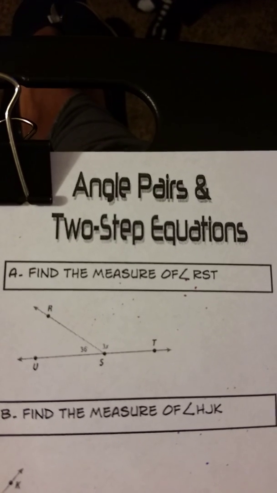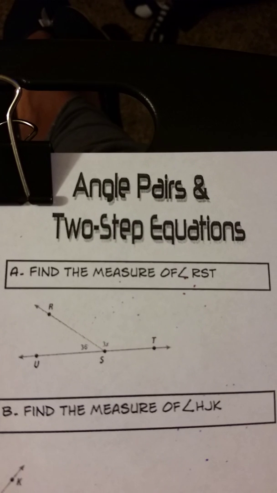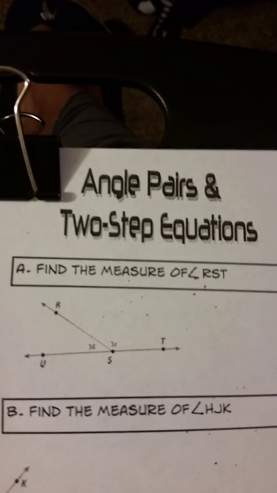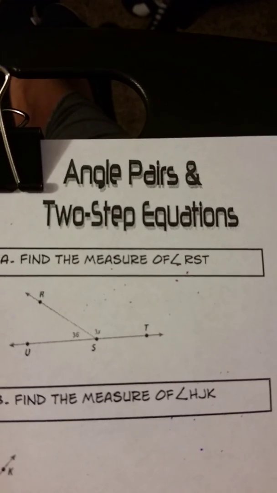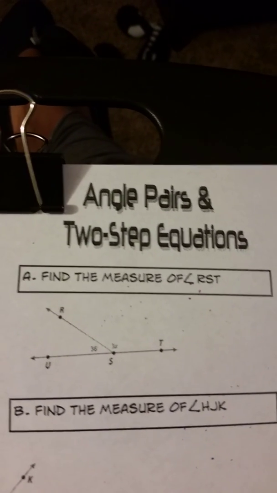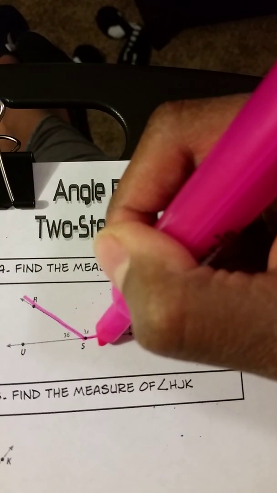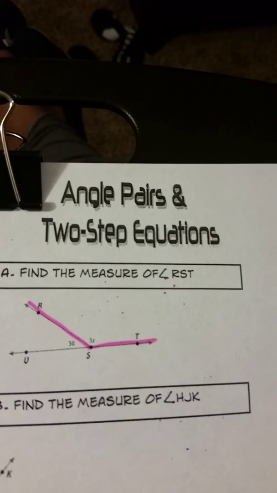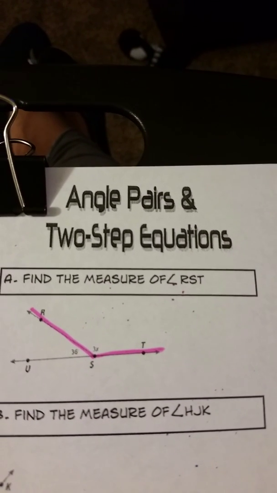Now we're going to move on to angle pairs and two-step equations. With two-step equations, we know that we have to do two operations. So in this problem here, we're trying to find the measure of RST, this measure here. But in order to do that, we have to first solve for X.